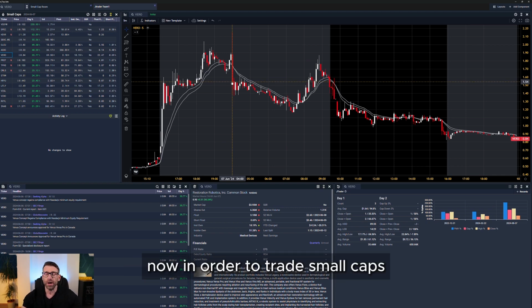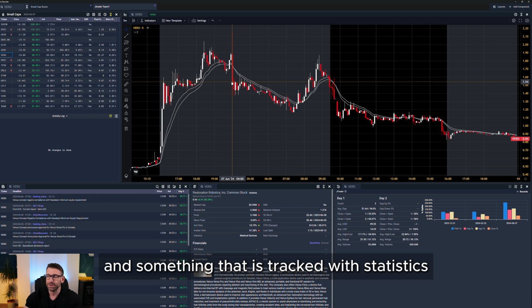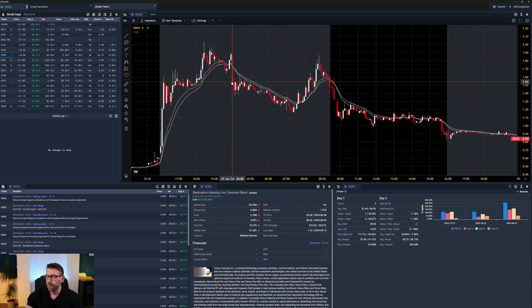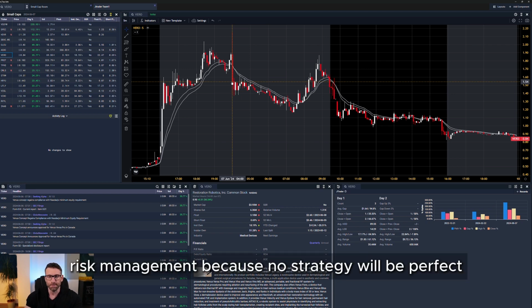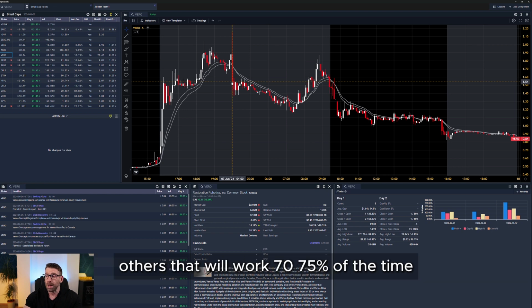Now, in order to trade small caps, you need three things. The first thing is a robust strategy. So something solid that you've tested over years, and something that is tracked with statistics. So you know that over time, this setup will work. Then you need, of course, risk management, because no strategy will be perfect. So there will be strategies that work 40% of the time, others that will work 70, 75% of the time.